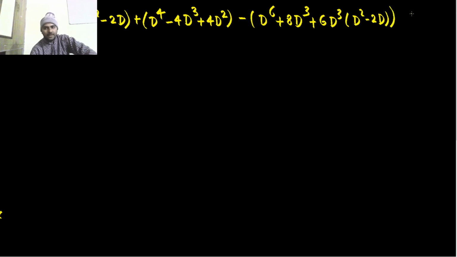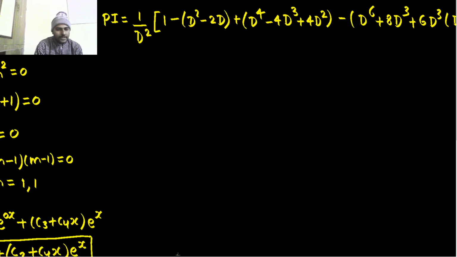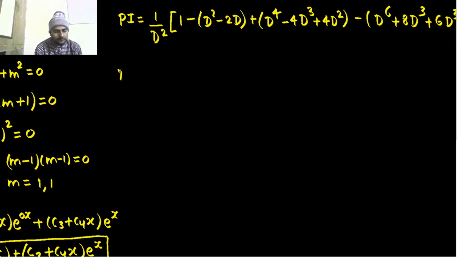This is what we have done, and this entire thing is operating on x cube. Not to neglect, more terms are there, but we are not writing them. The entire thing is operating on x cube. So my particular integral is 1 upon D square, times 1.